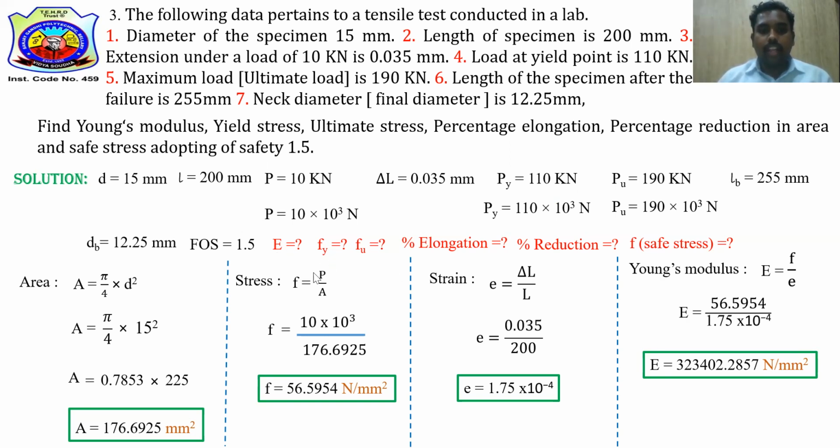Right now, Young's modulus was asked, so we got the value of Young's modulus. Now we need to calculate Fy, yield stress. So yield stress, the formula is simple. The formula for stress is F equals P by A. Students, what is the formula for stress? F equals P by A. This is the formula for stress.